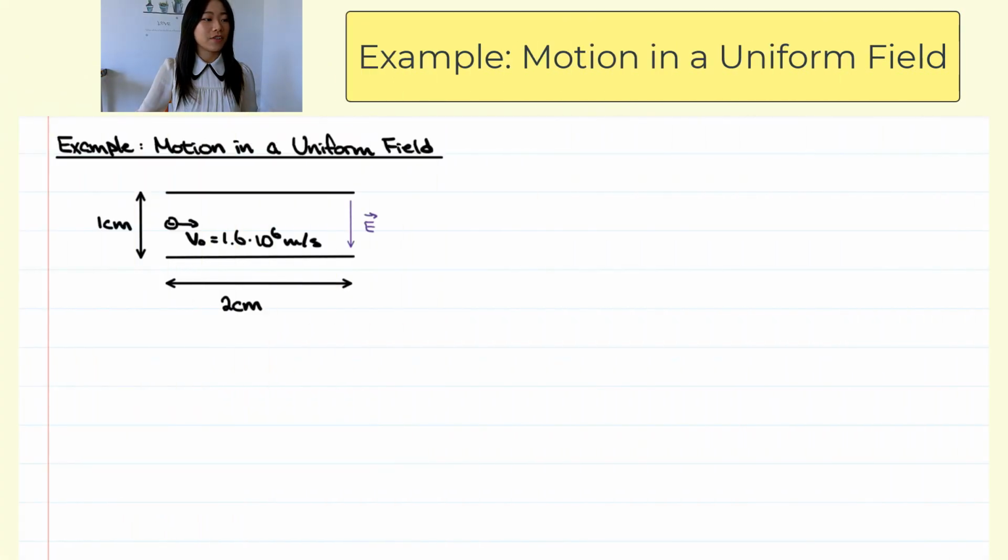Here I have the sketch. The two plates are separated by 1 centimeter, and we place an electron at the midpoint of the plates. We have a uniform electric field that is pointing downward, and the electron has an initial speed of 1.6 times 10 to the power of 6 meters per second. In part A, we want to find the magnitude of the electric field, such that the electron just misses the upper plate.